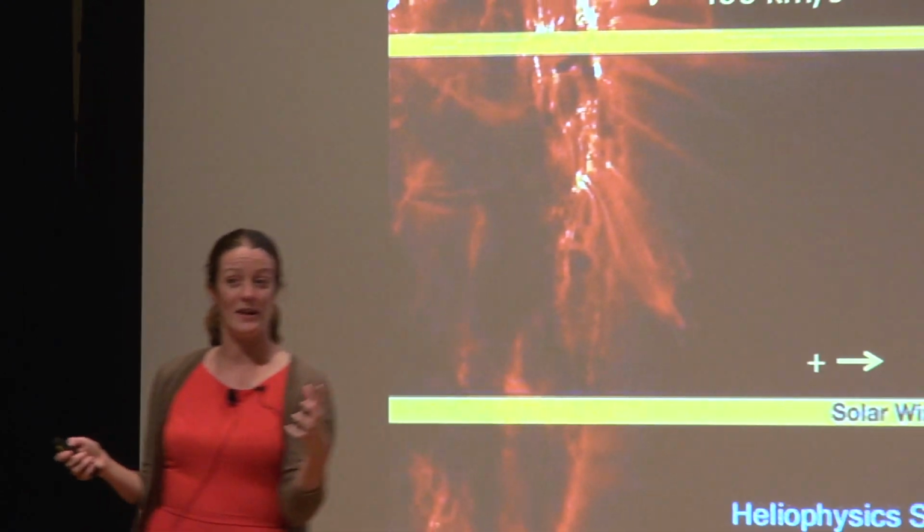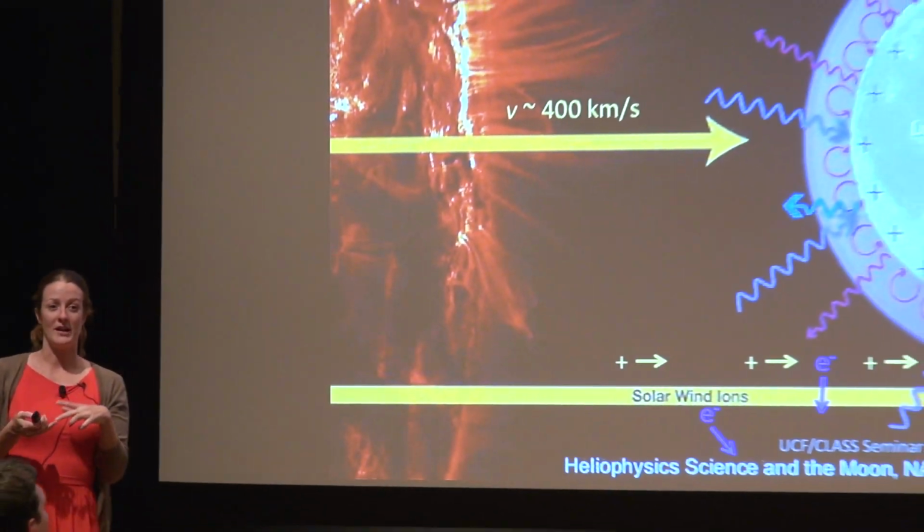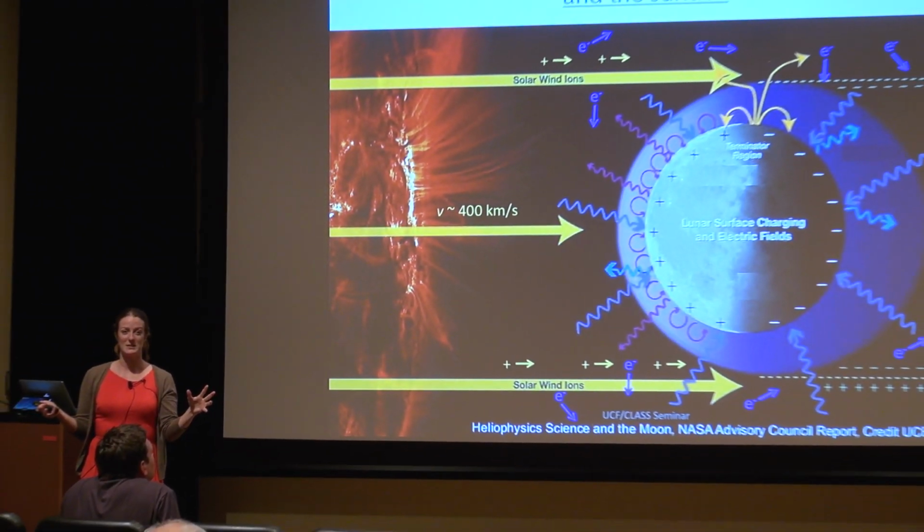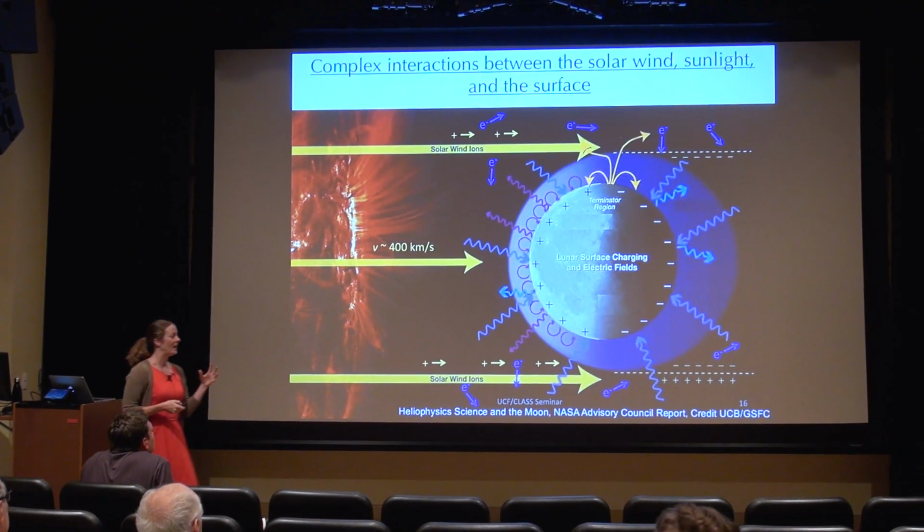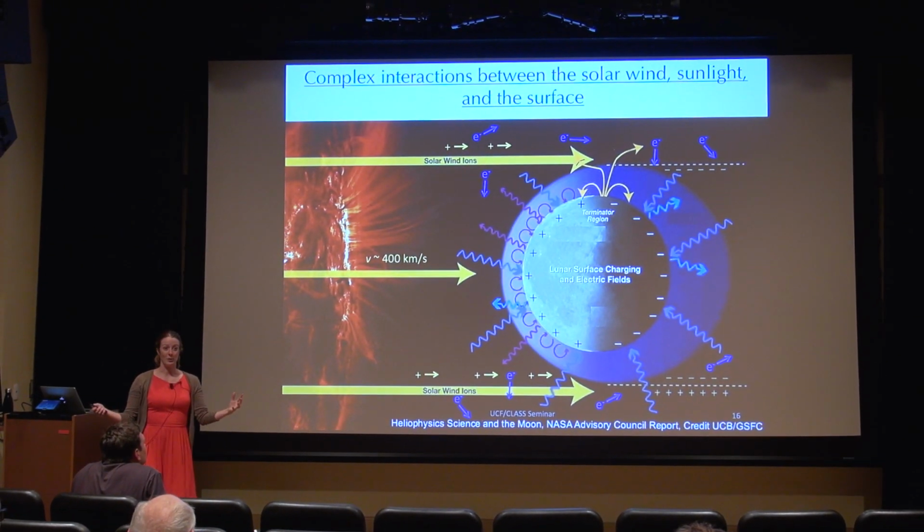However, we think that it could be due to charged particles getting lifted up above the surface, floating around, and then falling back down. So how would that happen? Super complicated image. This is a complex image, and I'm not going to talk about all of the things happening on it, but the idea is that there's this really complex interaction between the moon and asteroids and any airless body in space, spacecraft even, and the space environment.